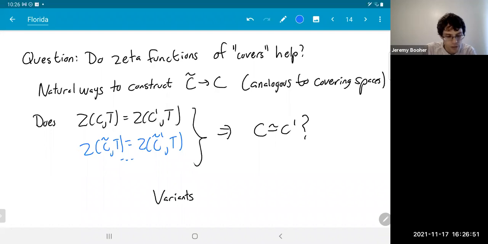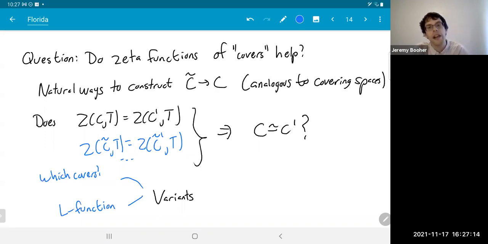Now, once you've formulated this question, there are a huge number of natural variants. The first one is, which covers should you use? After all, not all covers are created equal. Some are probably more natural to work with, some are harder to work with. Which ones should you use? Another idea is, if you have a cover, it turns out if you take the zeta function of the cover, it breaks up into pieces called L-functions. Maybe it'd be better to work with those pieces as opposed to the whole thing.